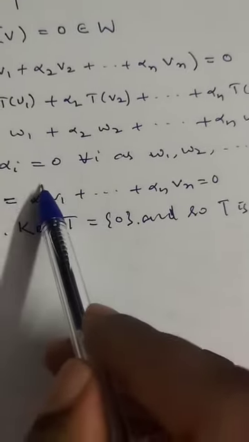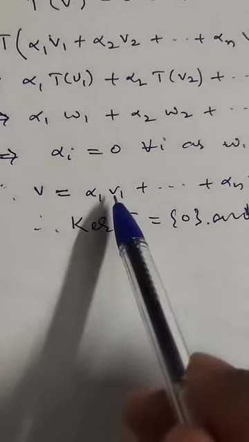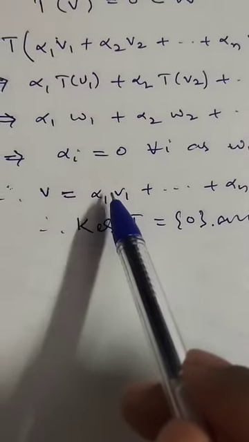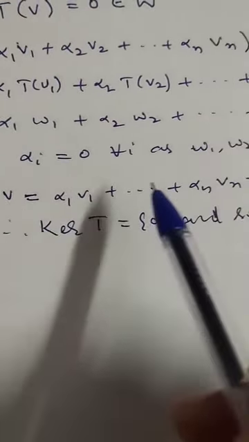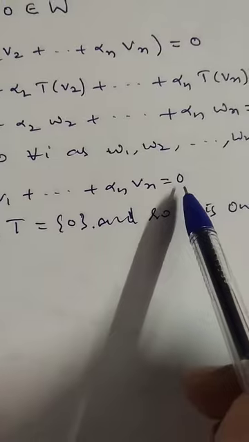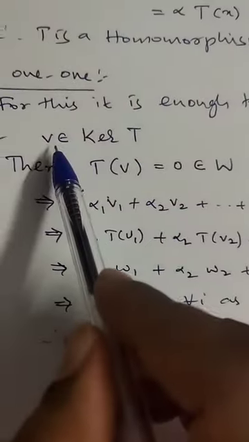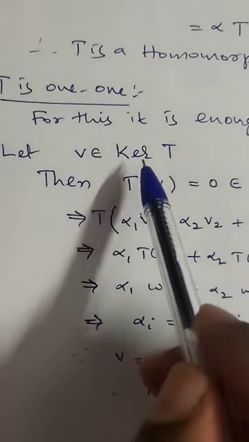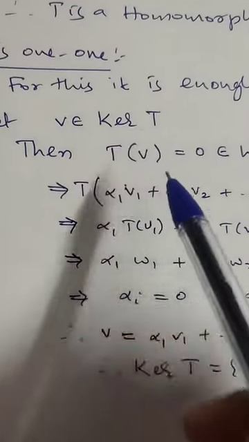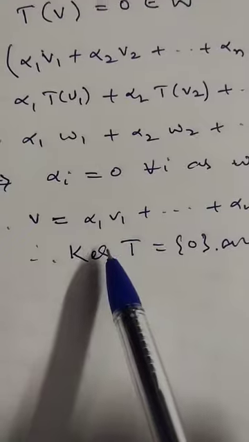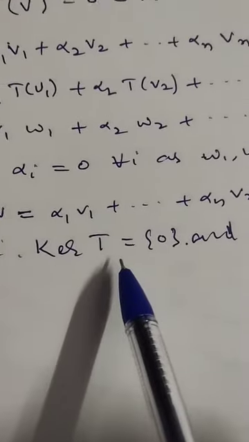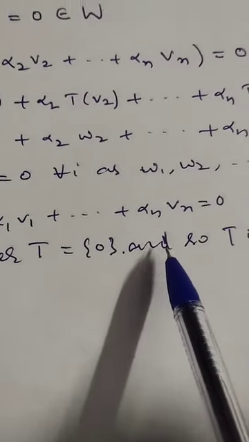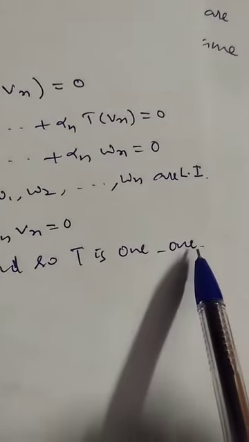Therefore alpha i equal to 0 means what? v is written as a linear combination with these alpha i's, and these alpha i's are 0, which means v itself is 0. But v is taken to be an arbitrary element of the kernel of T, and we have shown that that element itself is 0. This means the kernel of T contains only the 0 vector, and so T is 1-1.